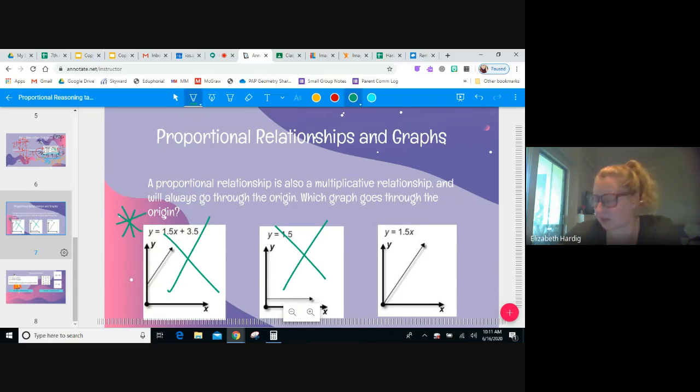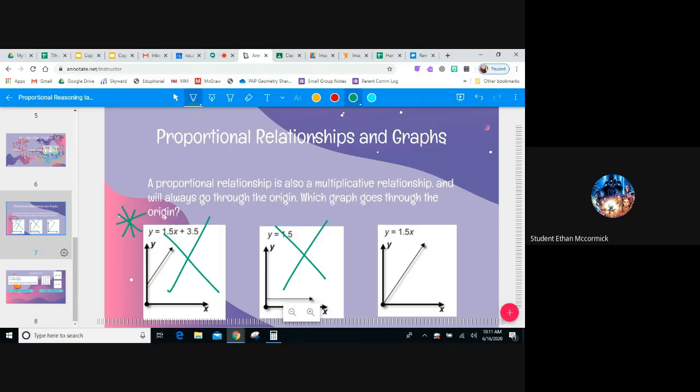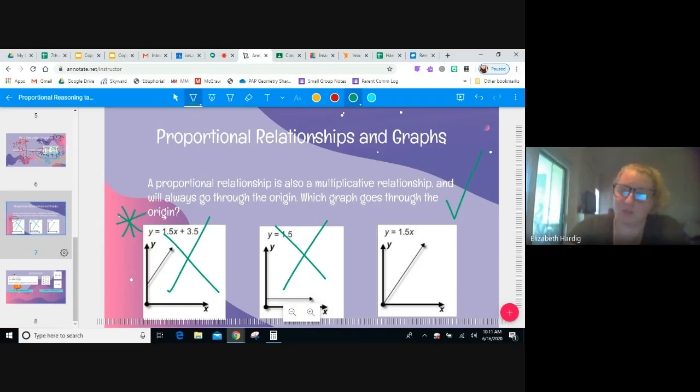And then what about the last one? Yes, it does go through the origin. So it is. Yes, because it's a straight line. It's a straight line, and it goes through the origin. There's two things that we need to happen. Good.